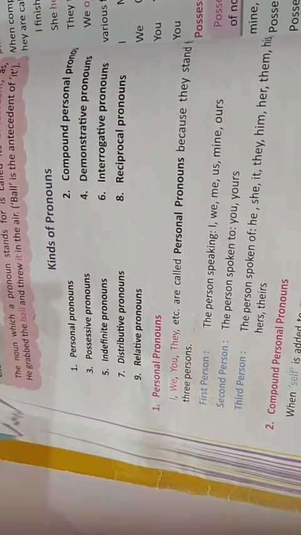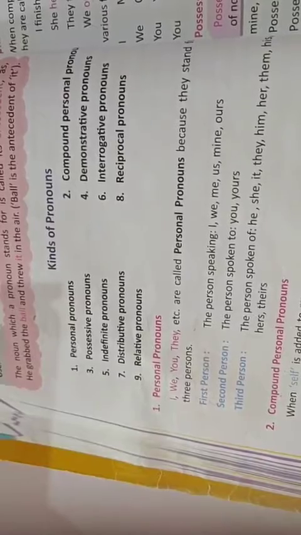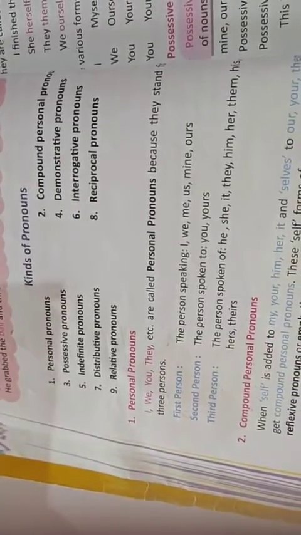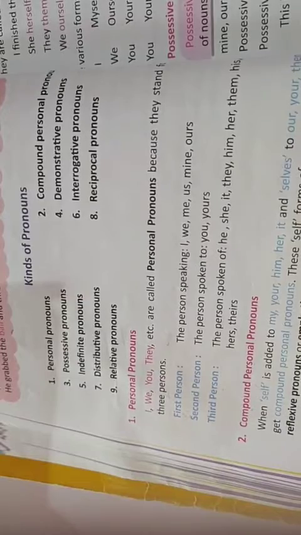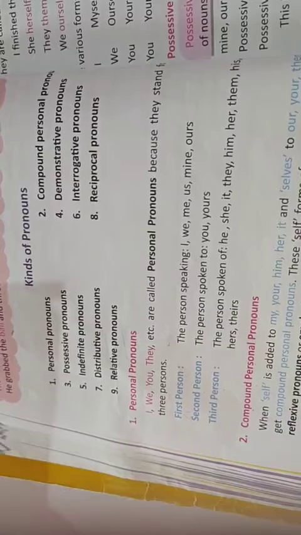Okay. Then we have second person. All pronouns that are used for the person spoken to are called pronouns of the second person. Let's take an example. You are an intelligent student. Now these are used for the person spoken to, right? So you over here is a pronoun and it is used for the person spoken to.